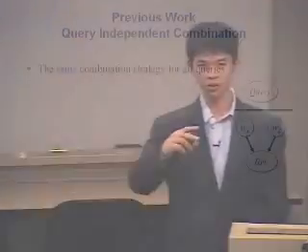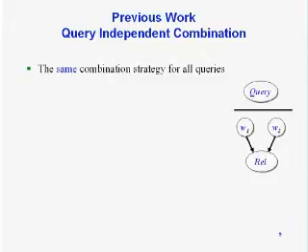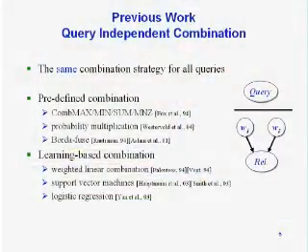Before I go into the details of how our algorithm works, let me first go through some previous work in this field. Among a lot of combination methods, the simplest approach is the so-called query-independent combination. This is quite simple. It means that we always use the same combination strategy for every possible query. Roughly speaking, you can classify this type of approach into two types. One is the predefined combination approach, where you can take the maximum or the minimum of all the retrieval outputs. Or if your retrieval engine can output probabilistic outputs, you can do multiplication, or you can do Borda fusion in the ranking space.